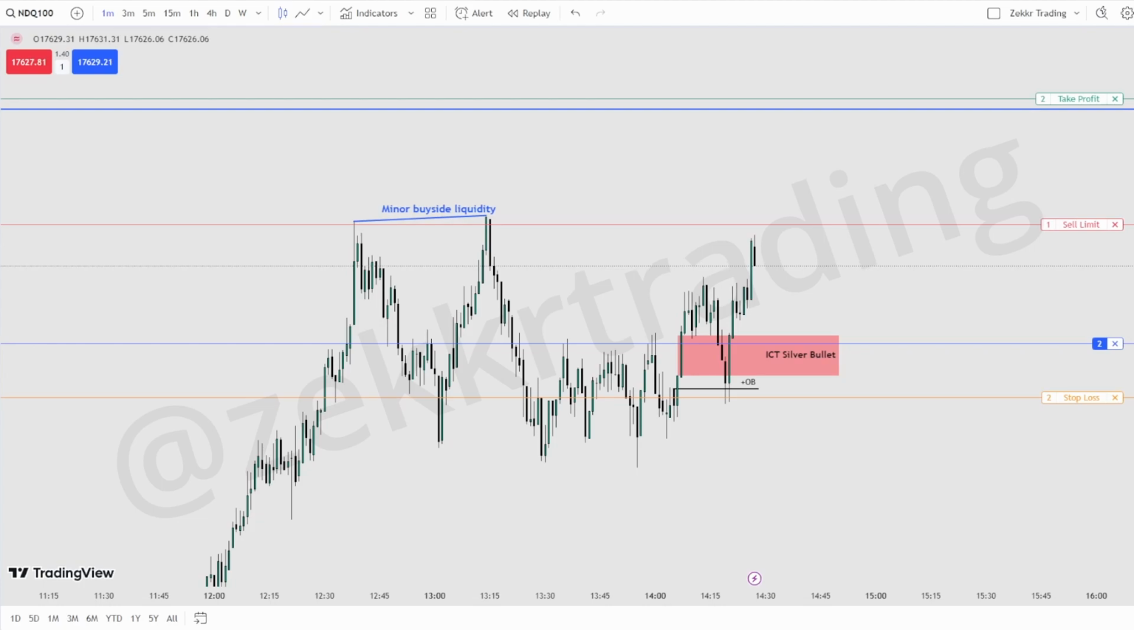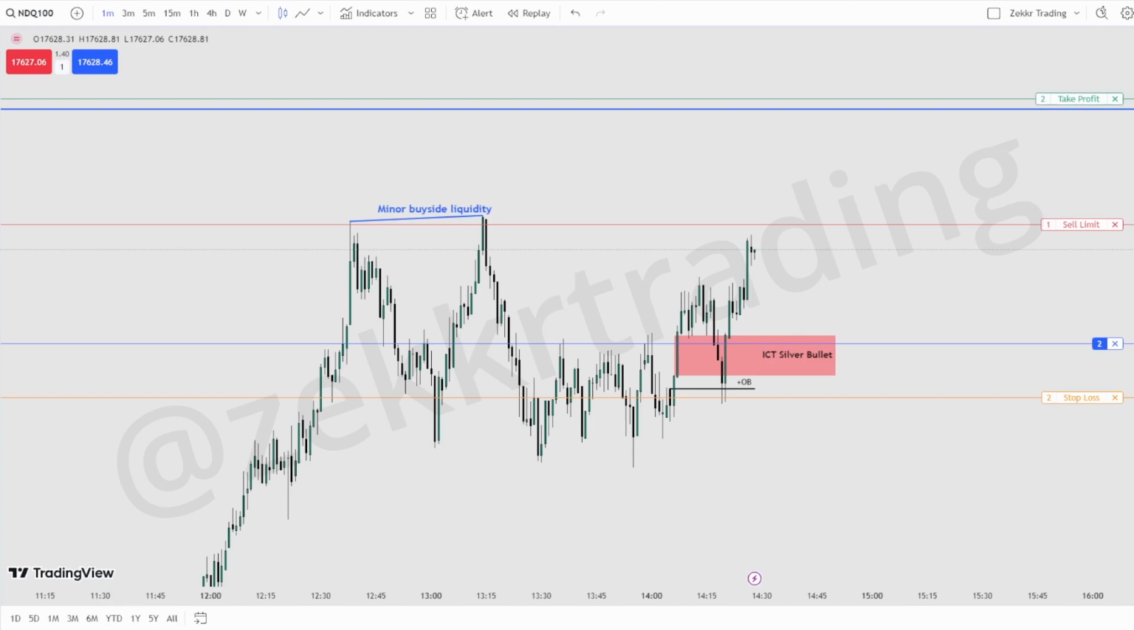We're coming to 14:30, around 50% of the silver bullet hour is over. I really want to see that partial taken, those equal highs taken, the minor buy side liquidity. I want to see that, and then I want to see price. It could accelerate, but it could also drop down a little bit and consolidate around the highs before going higher.